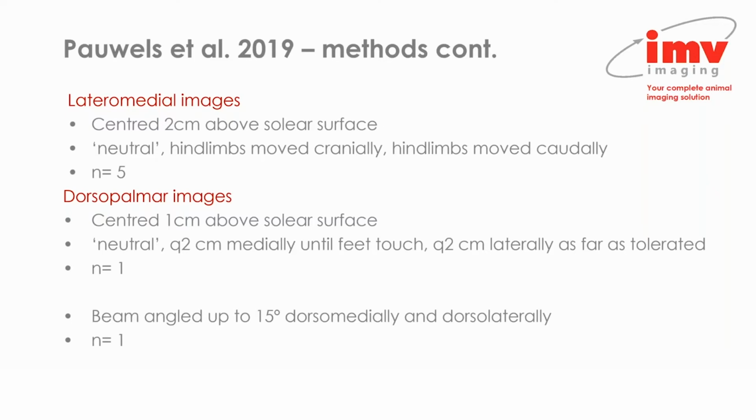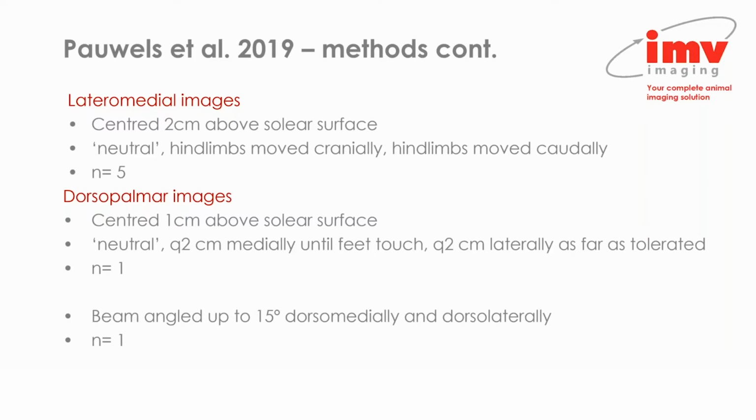For dorsal palmar images, they centered 1 centimeter above the solear surface of the foot, and similarly started with a neutral stance with the metacarpal region vertical and moved the feet 2 centimeters medially until they were touching, and then 2 centimeters laterally as far as tolerated by the horse, and at each stage acquiring the radiographs. Now, they only actually did this in 1 horse.